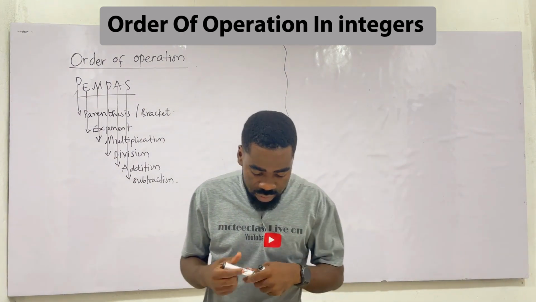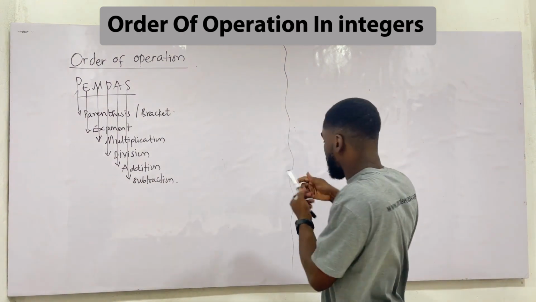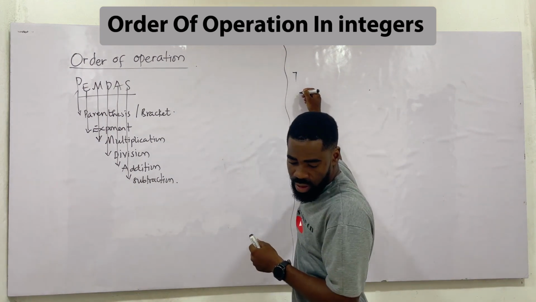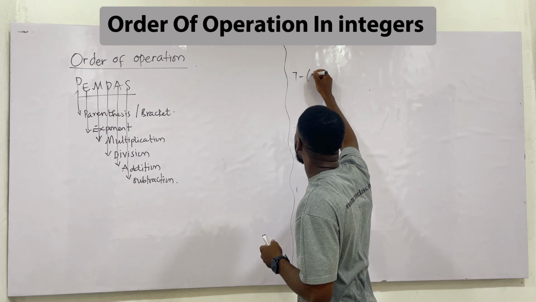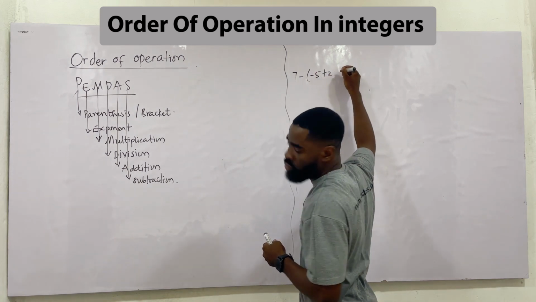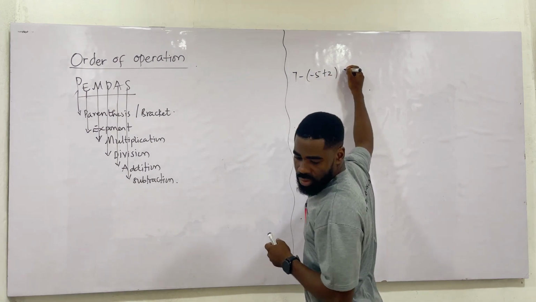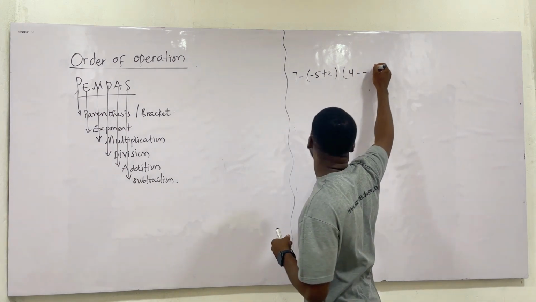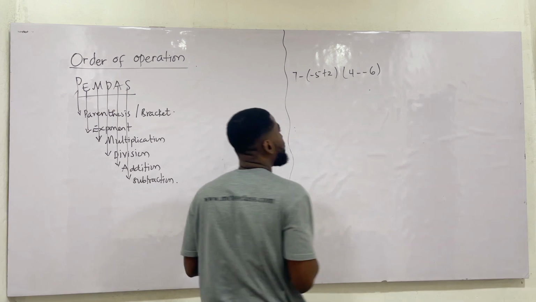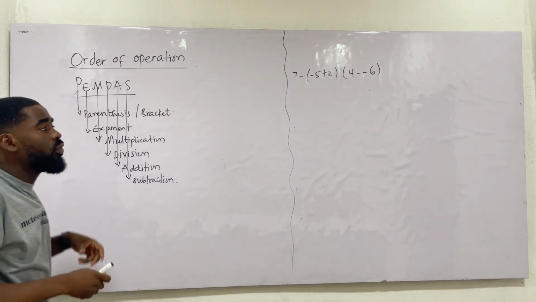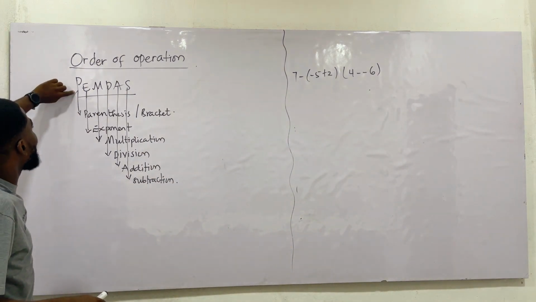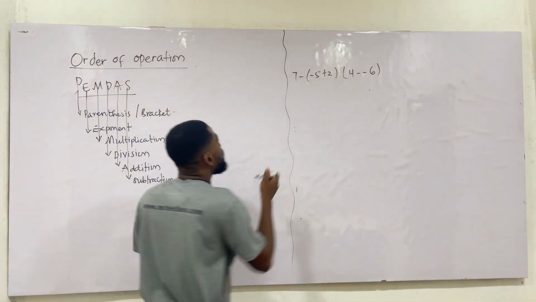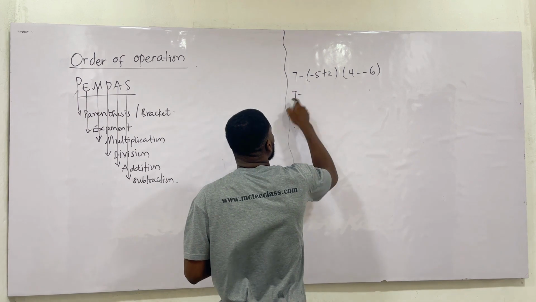Now with this, let's go into some questions. Good. So let's go. We have 7 minus, into bracket, negative 5 plus 2, then into bracket 4 minus 6. Very, very important. So we should solve this. Now we are solving this following the rules of PEMDAS. We need to work those in the parentheses first, which we said are those in the bracket. So I'll come and tackle those in the bracket. Means I'm going to repeat this.